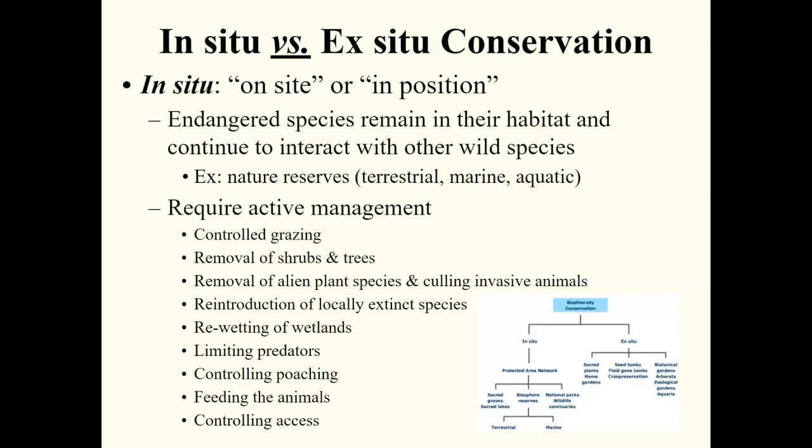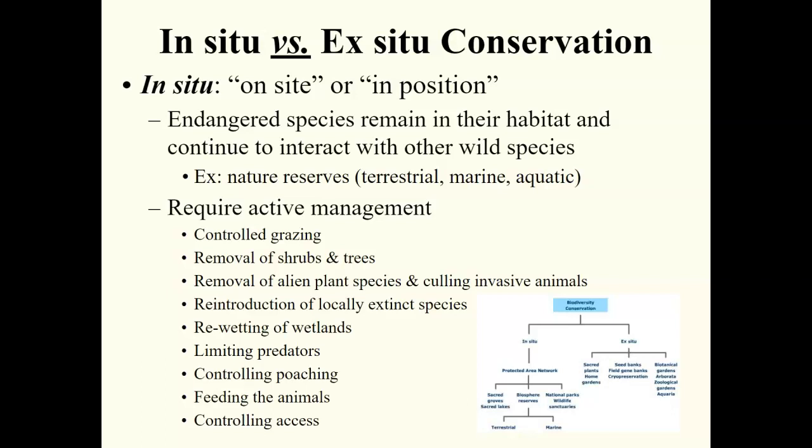We could remove trees and shrubs that are blocking light to layers below, or that potentially are not providing any benefit to that ecosystem. We definitely would want to try and remove alien plant species so that they don't become invasive, or if they're already invasive, we definitely want to get rid of those because they tend to take over an ecosystem. The same for invasive animals. It says culling of invasive animals. That means killing the invasive animals. So remove them and probably kill them.